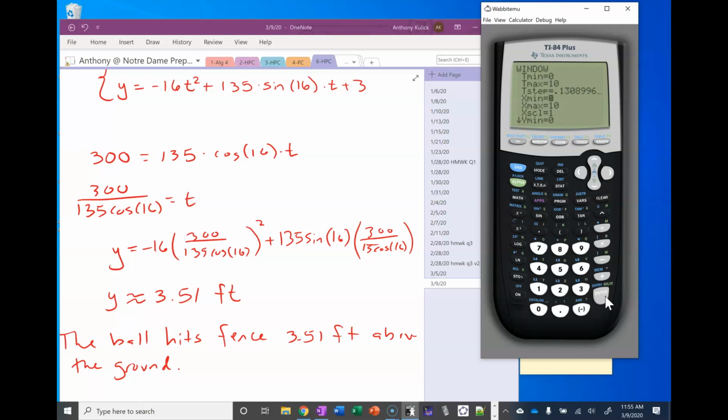So the x min should be 0. What should the x max be? We know it has to be bigger than some number. What number do we know it has to be bigger than? 300. So let's pick, say, 400.